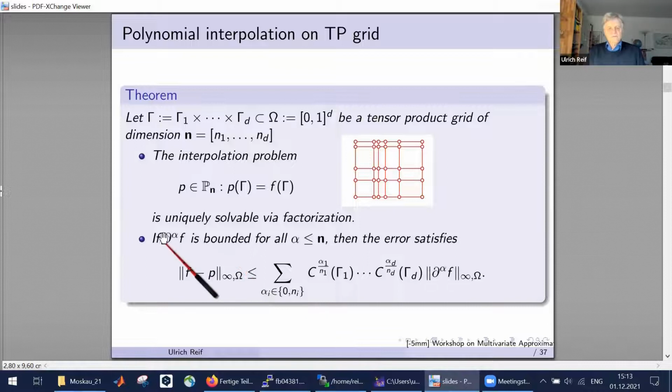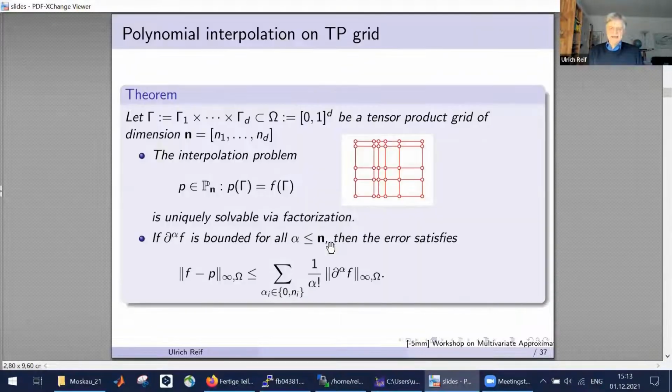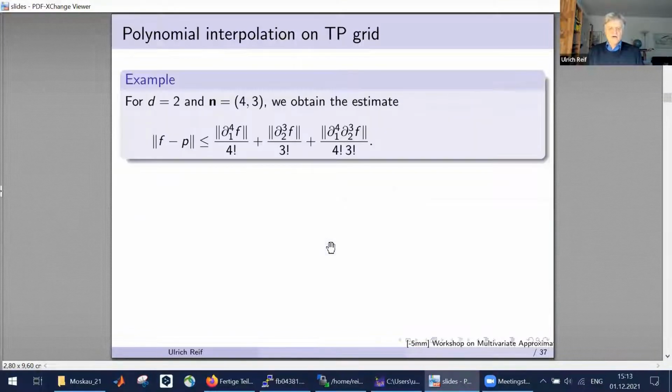So if all partial derivatives of order alpha less than or equal to n exist, now is n a vector? You're in the tensor product case. n is the vector of orders in all coordinate directions. Then it's easy to find the following error estimate. Yeah, you see here certain partial derivatives and some constants, and the essence of this formula is easiest explained by means of an example.